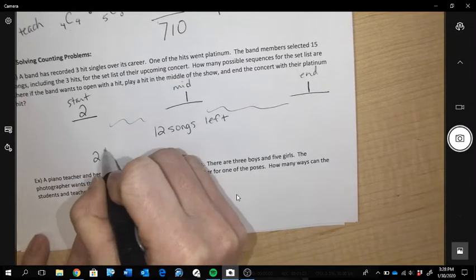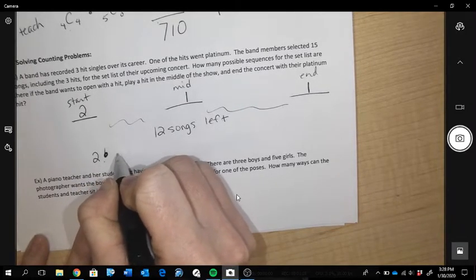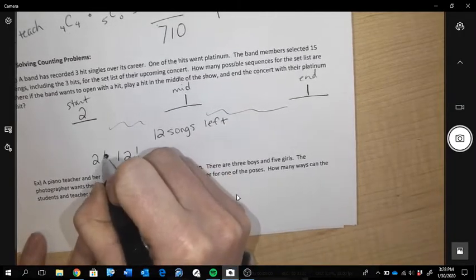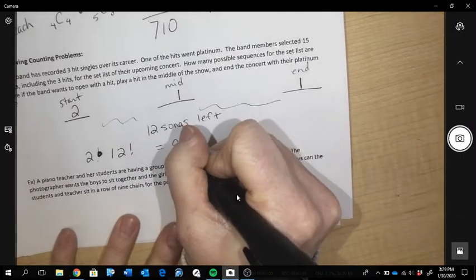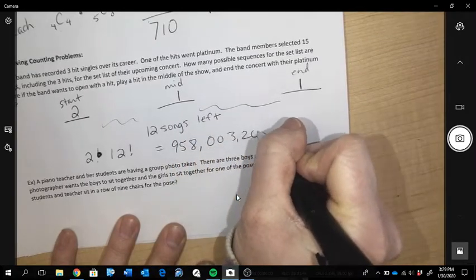So we're basically going 2 times 1 times 1 times 12 factorial. So that's what we're looking at. So on your calculator, that's a really large number. And that's what we should get.